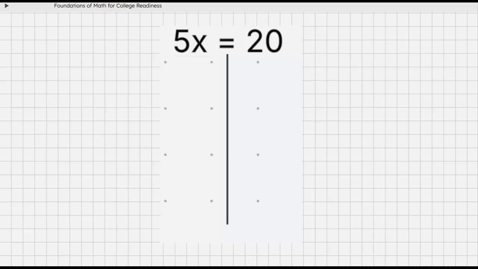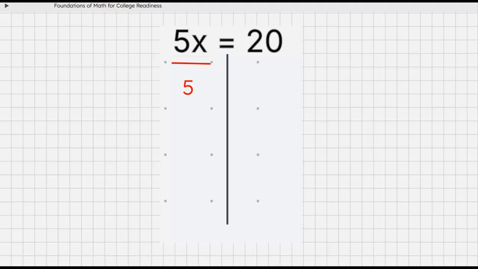Like I said, feel free to pause the video, do the equation, and then check your answer to see if you did it correctly. 5x equals 20. We have a coefficient. What do we know about coefficients? They multiply the variable. Because that's an indication of multiplying, we need to use the inverse of multiplication to solve this problem. The inverse of multiplication is division, so we're going to divide both sides by the coefficient of 5.